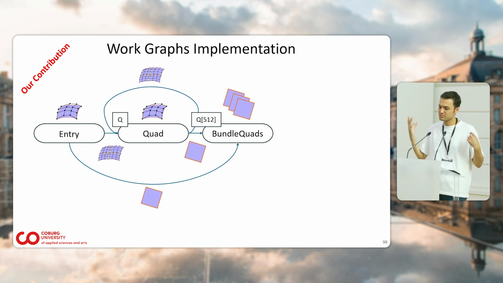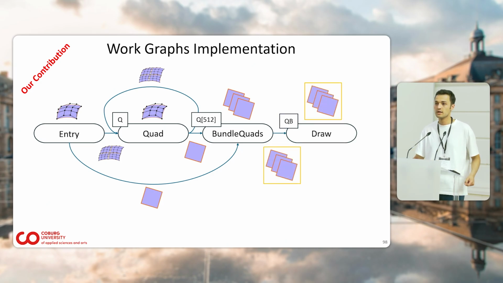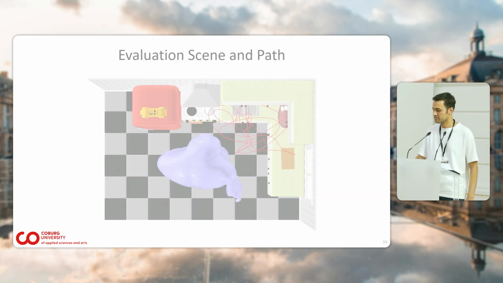And the bundle quads is the optimization that we had. You bundle the work items together and then pass them once to our mesh node. It's like a mesh shader. And there we will render the quads as a bunch of triangles. So that was our implementation. Now let's take a look at the evaluation.